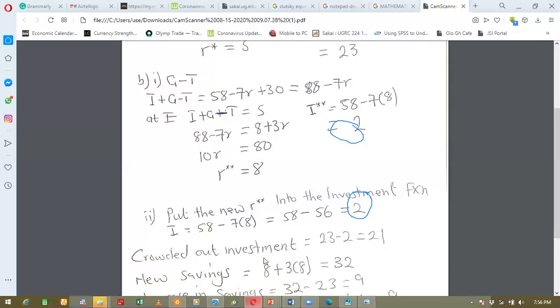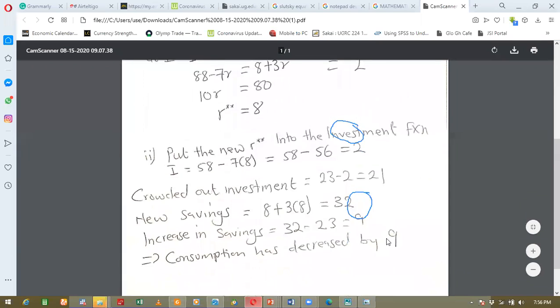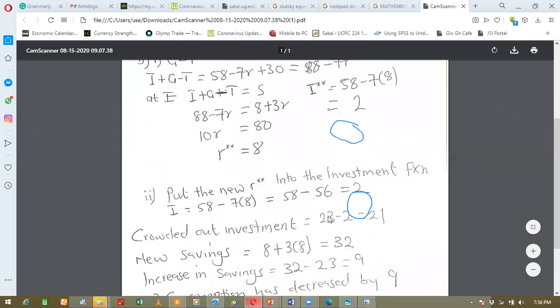So the crowding out in investment here is going to be the difference between the old investment and the new one. This is the old one, this is the new one. So the crowding out is what?